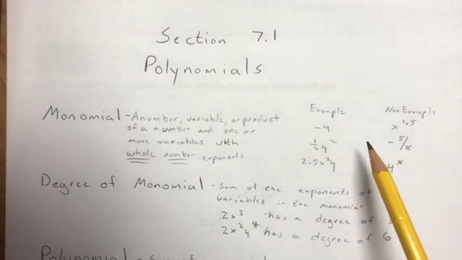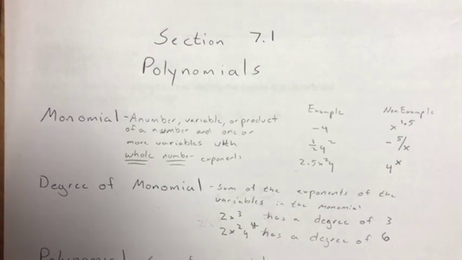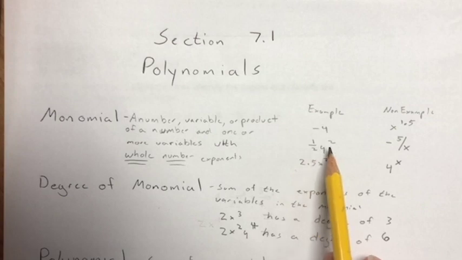Look, you've worked with monomials before. You've seen them in various formats, like the number -4. That's a monomial. It's a number by itself. It's all good. Another example would be 1/2 y squared. All of this is one term. It's one monomial because there's a multiplication here.